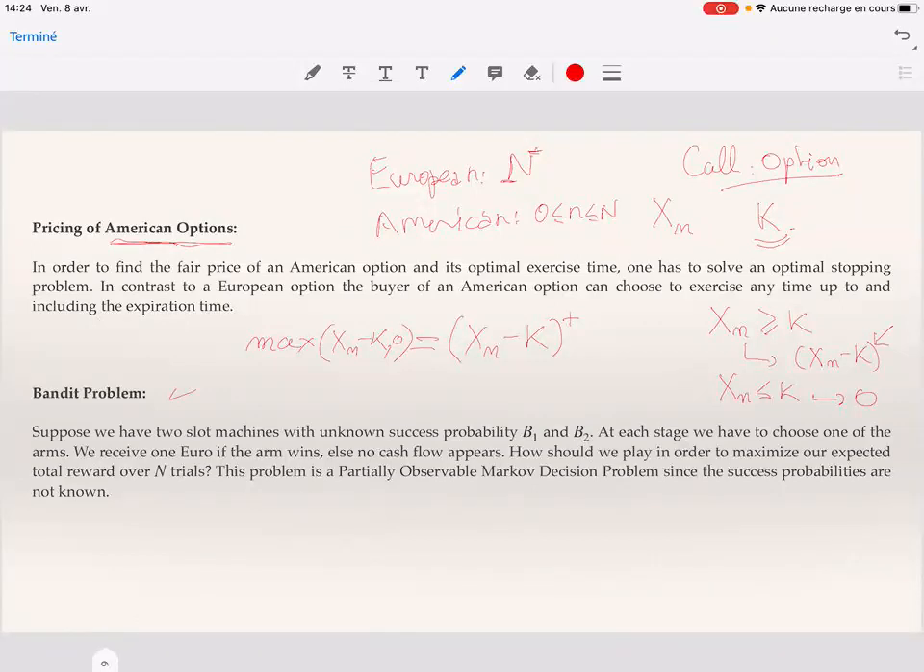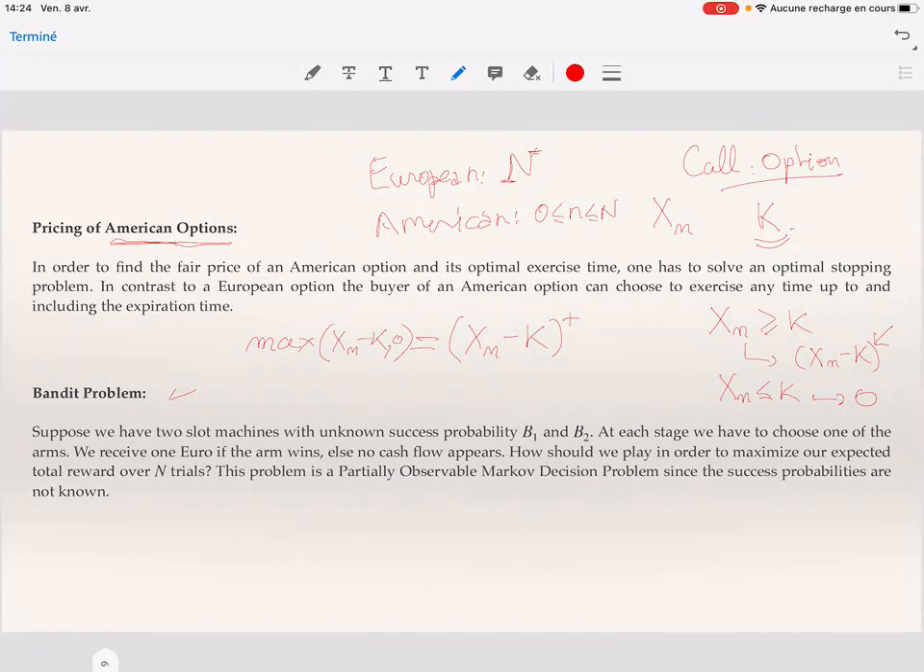And if the arm wins, you get €1. If the arm loses, you lose €1. And so it means that you have to find some strategy in order to decide which machine to use. At the beginning, you try with machine one, for example. Then you observe that it doesn't work so much, so maybe it is better to use machine two. But what is the best strategy? How many times do you have to use arm one before deciding to use arm two?